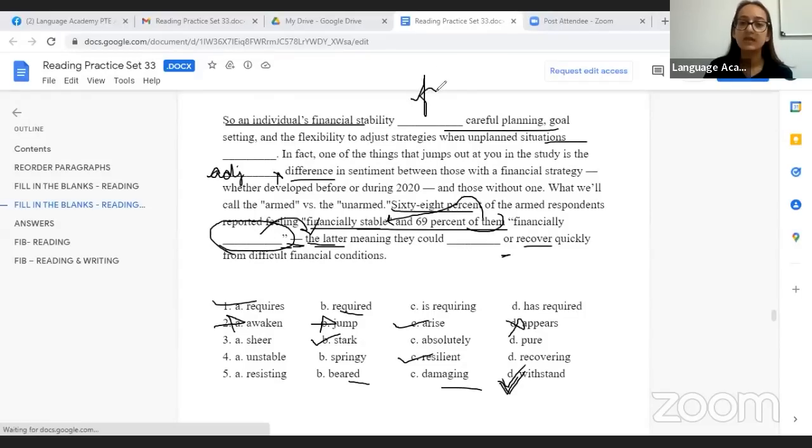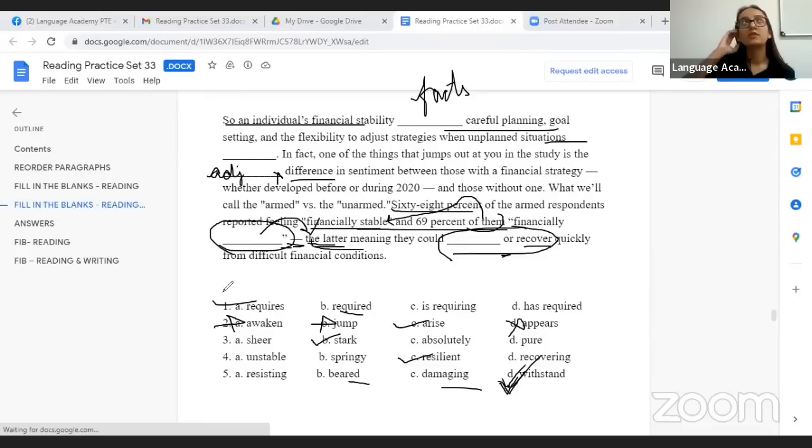Facts are always given in simple present tense, which was the rule applied for the first blank. The second one, situations arise in front of us. Stark difference is a collocation, which means a very, very clear, very obvious difference. Some people were financially stable, and out of them, some were financially resilient. They have written the meaning, which means they could recover quickly. They can come back, they can overcome. And between or, recover and withstand is the only first form of verb given to us. So even if we don't know the meaning, you should go with that.